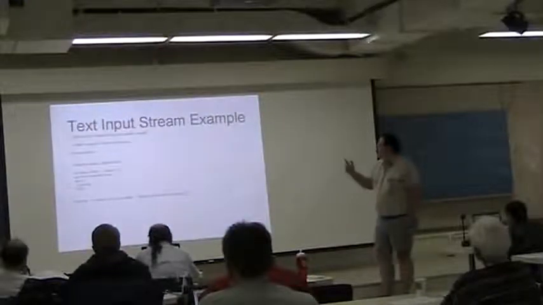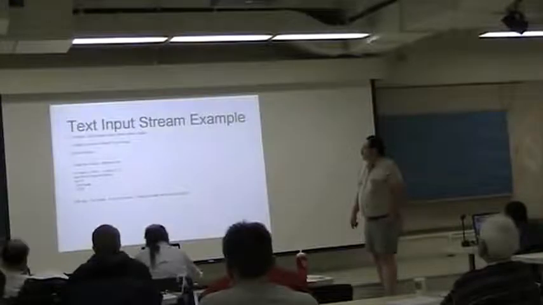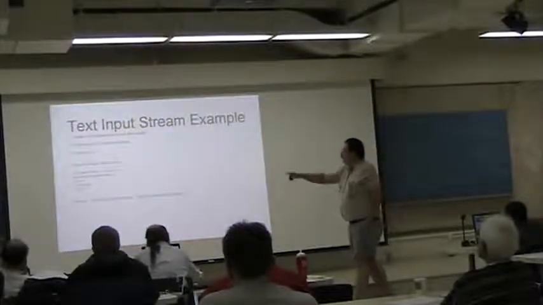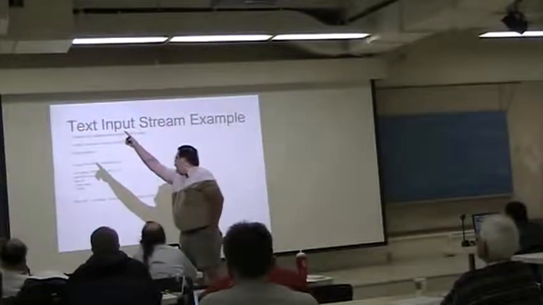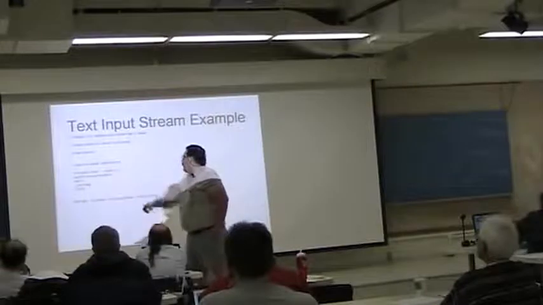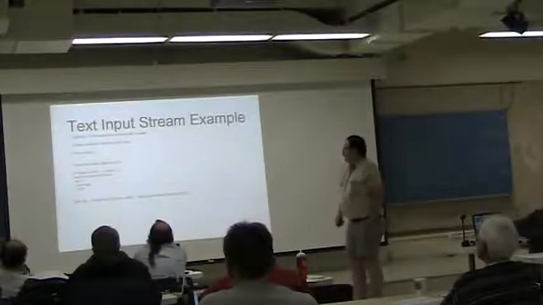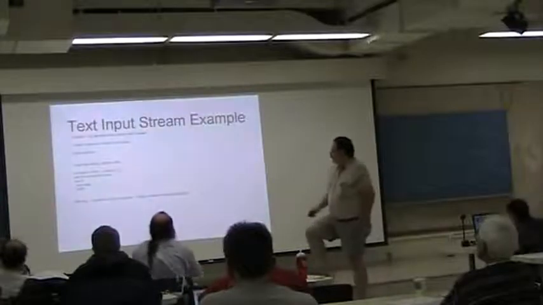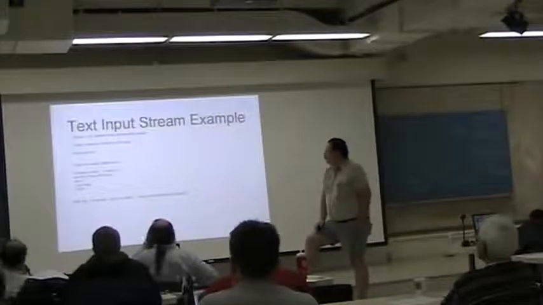And this is just a quick example right here. This is how you create a new object. This TIS is a terminal input stream. Then what I want to do here is this TIS reader.